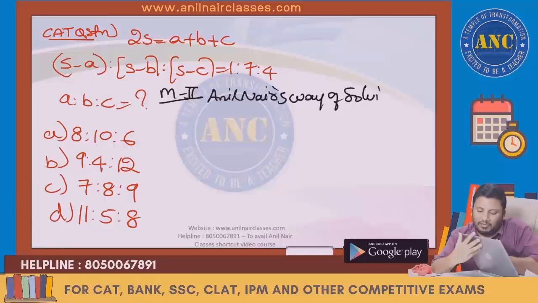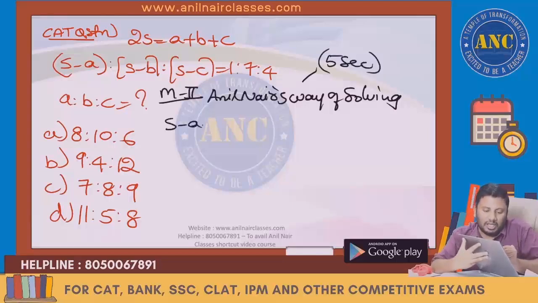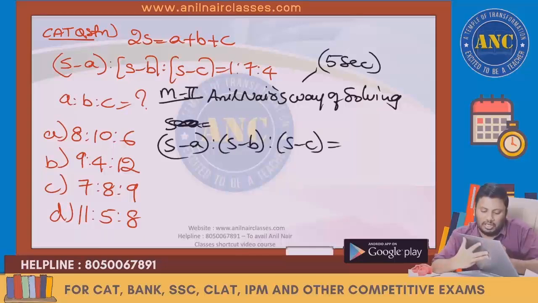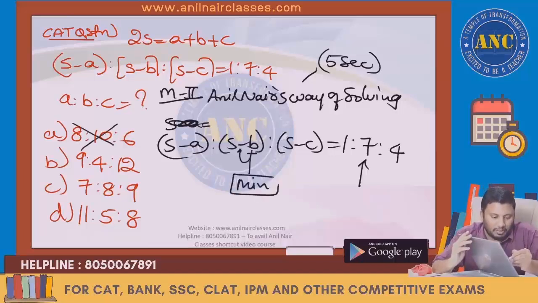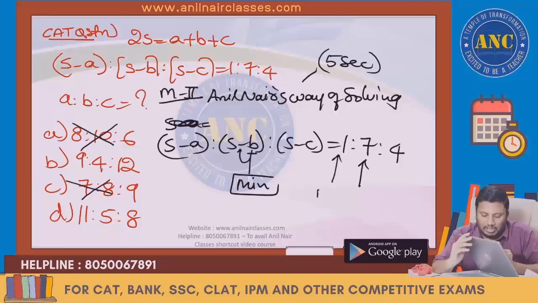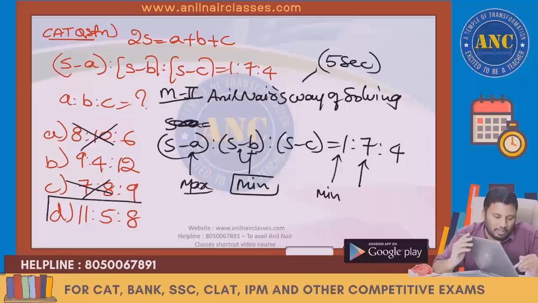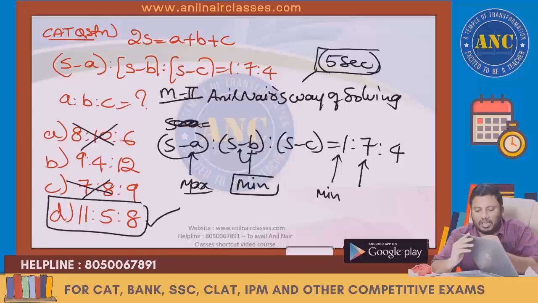See here, I will not even solve this question. This will take 5 seconds to solve. See here, s minus a is to s minus b is to s minus c is 1:7:4. 7 is maximum. If it is maximum, B contains a negative sign, so B should be minimum in the ratio. S minus A, 1 is minimum. If it is minimum, A should be maximum. Answer, A ratio should be maximum. Finish. 5 seconds it will take to solve the question.